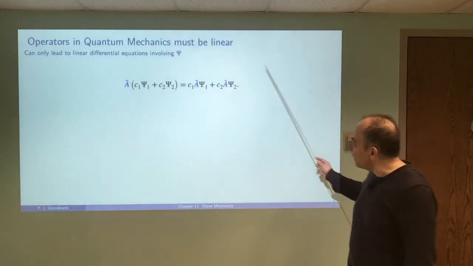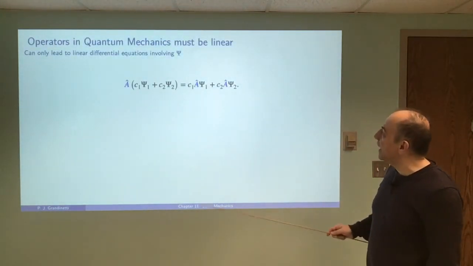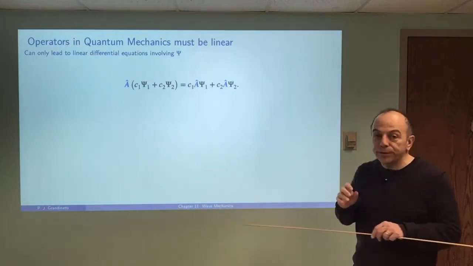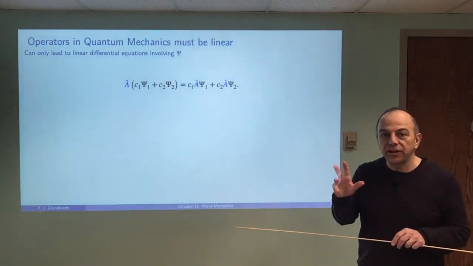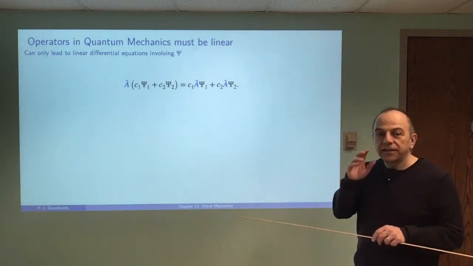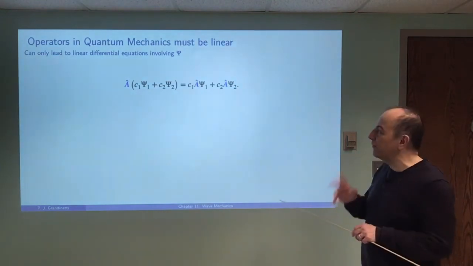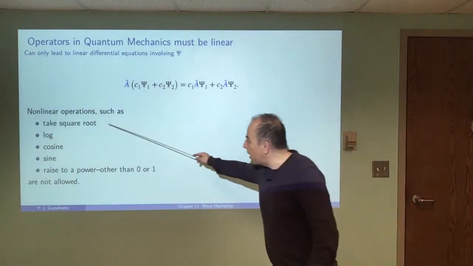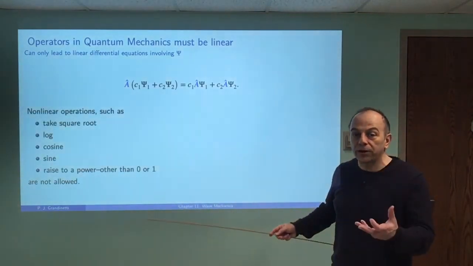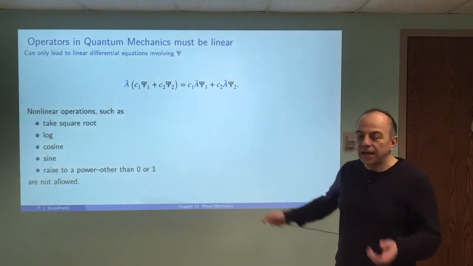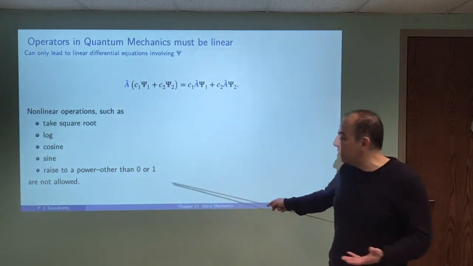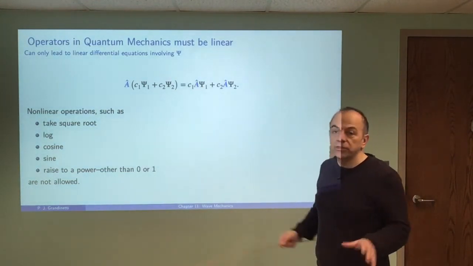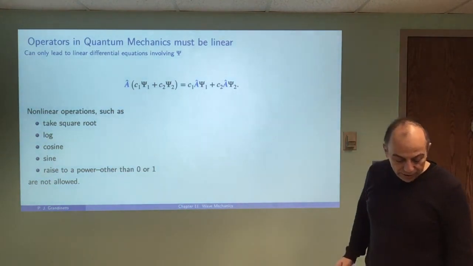So finally, the last thing I want to say in this video is that all the operators that we're going to be dealing with in quantum mechanics have to be linear operators. In other words, when you apply an operator to a wave function, it can only give you back linear differential equations involving that wave function. So some kind of behavior like this here. In other words, we're not going to have operations that cause you to take the square root of a wave function, or the log, or sine or cosine, or raising it to some power other than 0 or 1. So those are all not going to be allowed. It has to lead to a linear differential equation involving the wave function.